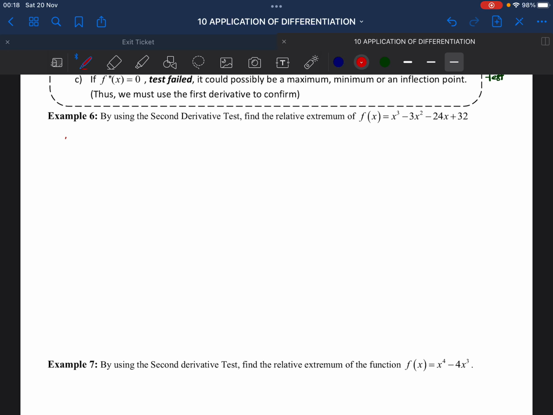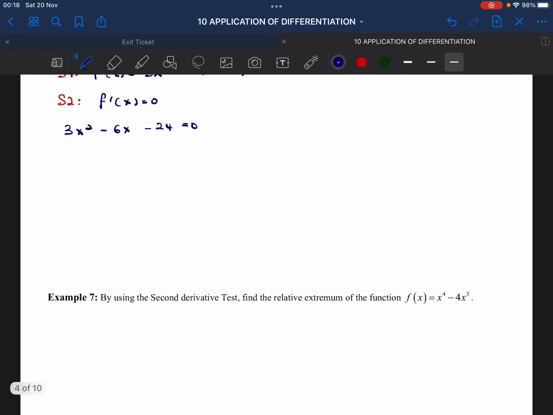Okay, so now let's see. Our first step here is to find our first derivative. Banyak betul first. f prime x is equal to 3x square minus 6x minus 24. Second step here is to find our stationary point, which is when f prime x is equal to 0. So here we have 3x square minus 6x minus 24 equals 0. Remember, quadratic equation, always simplify first. So we will have x square minus 2x minus 8 equals 0.